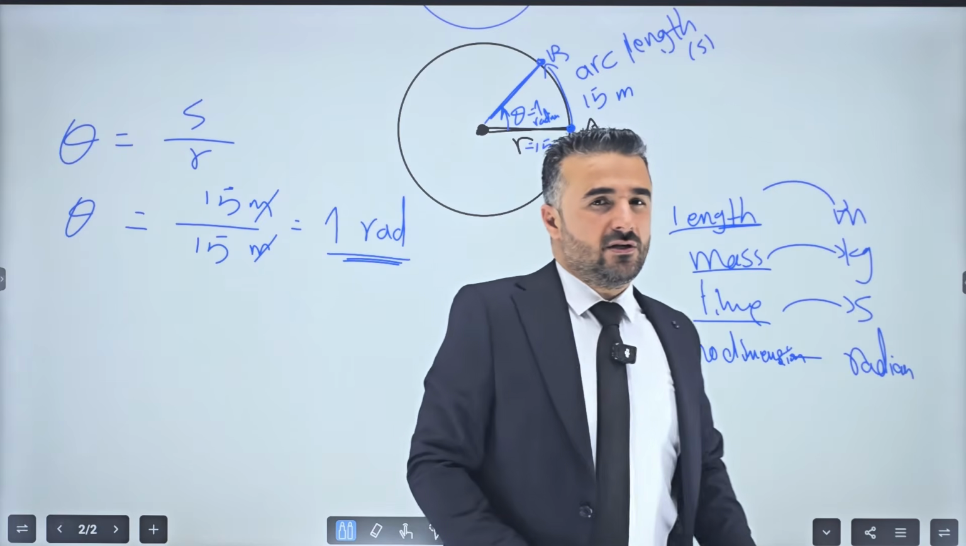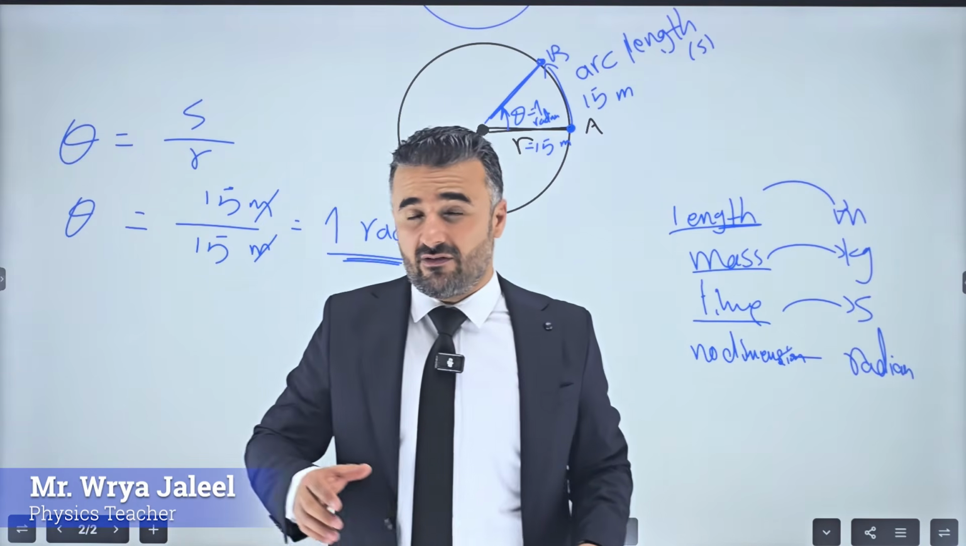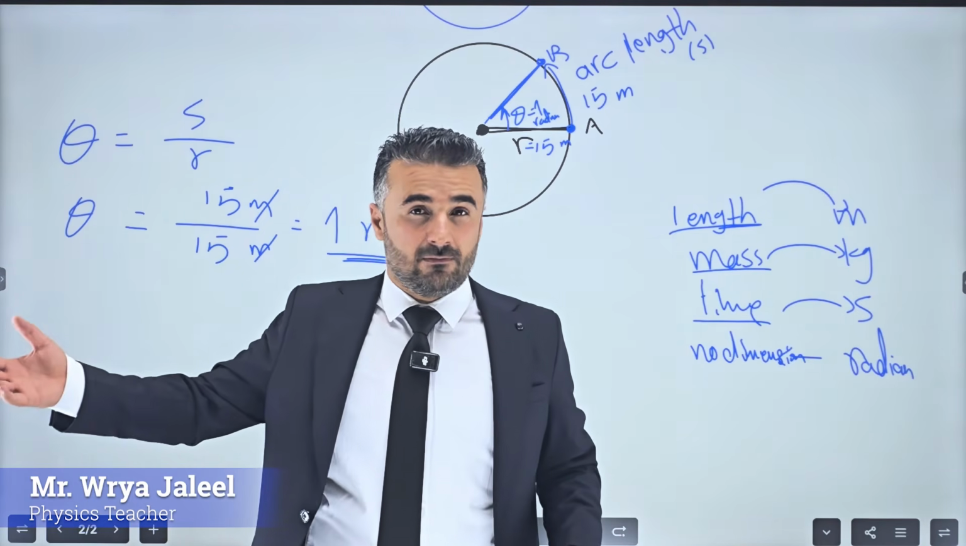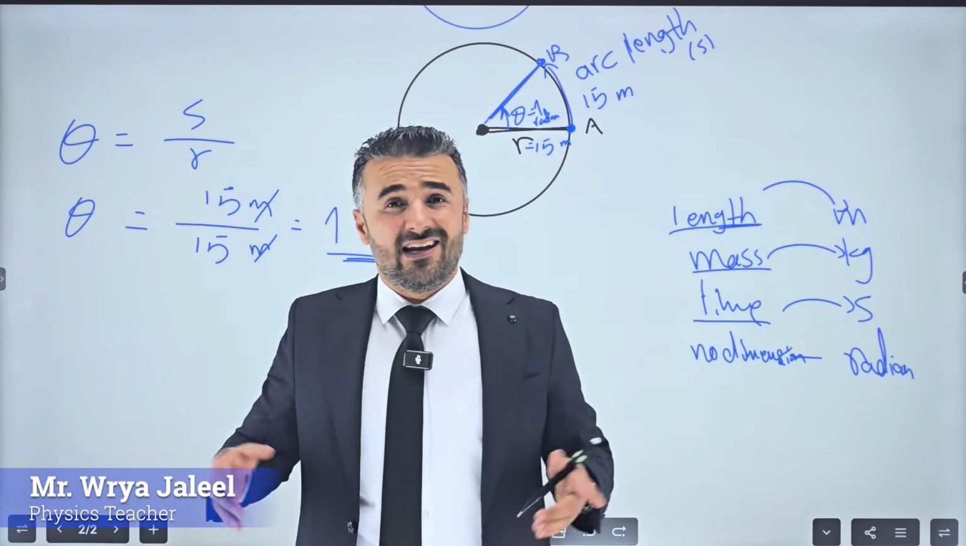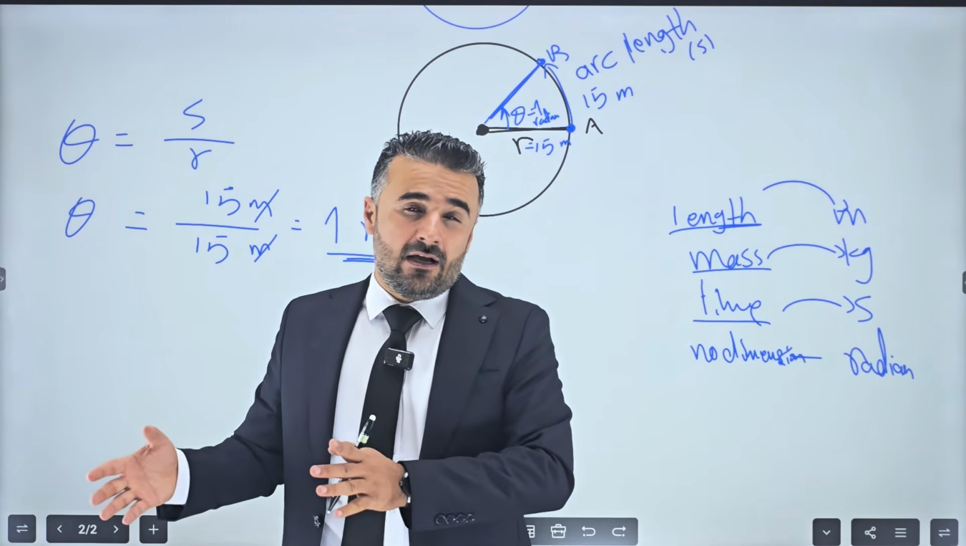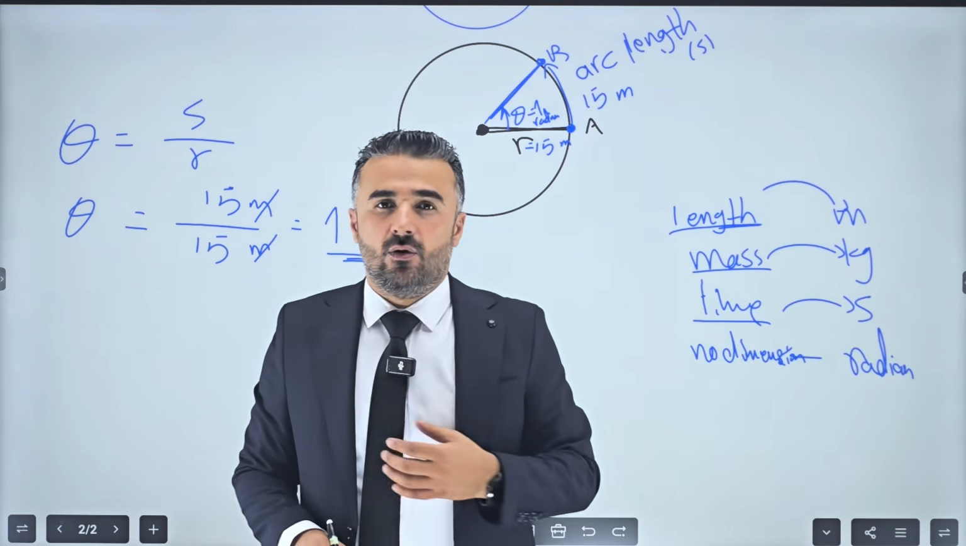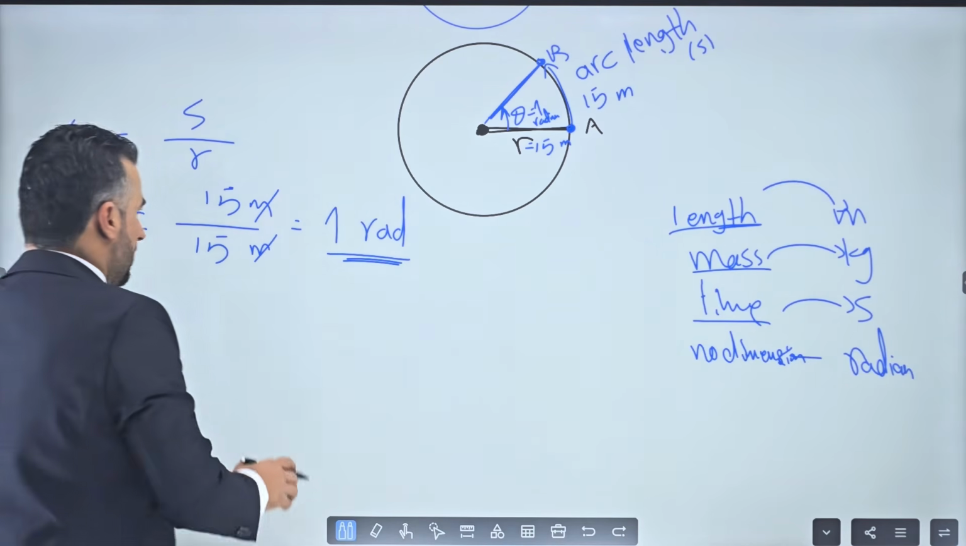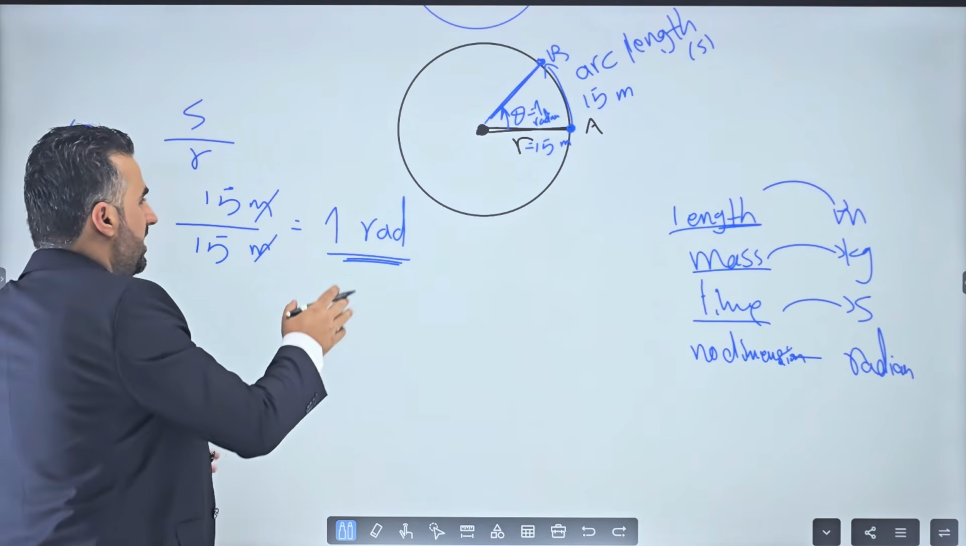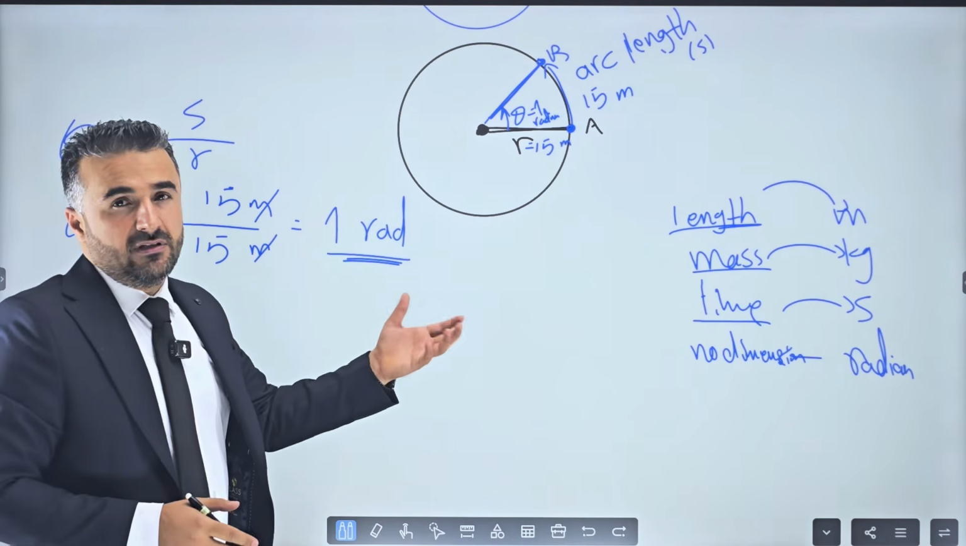So if I ever ask you what is 1 radian, you'll say it is the magnitude of an angle, or it is an angle. But when do we get that angle? When the arc length is equal to the radius. Well done.